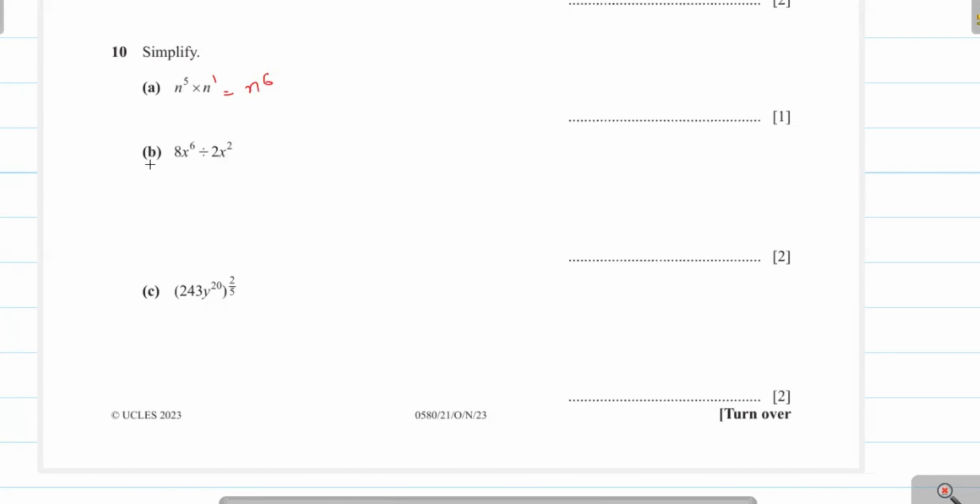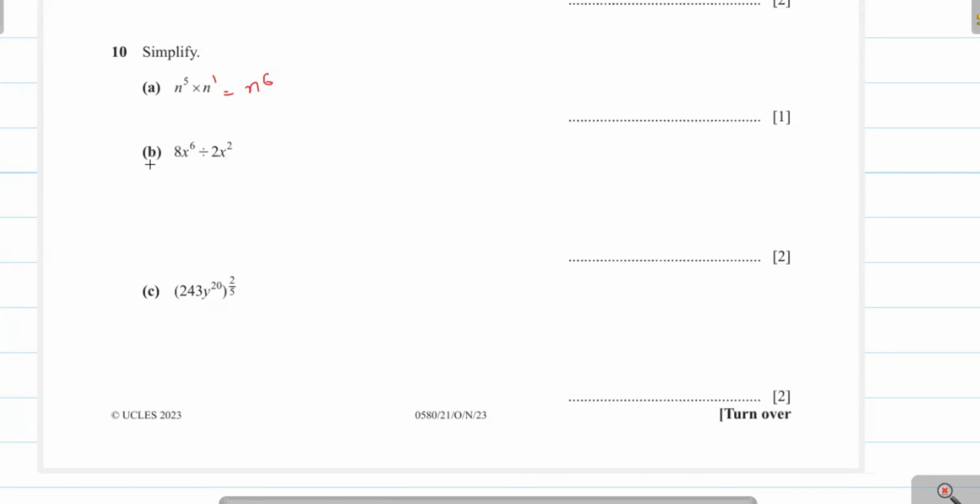Now 8 divided by 2 is 4, and x^6 divided by x^2. Therefore, we can write 6 minus 2. The powers will be subtracted when we divide two numbers having the same base. Therefore, we get 4x^4.